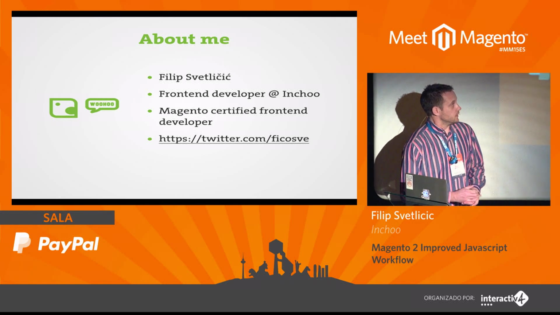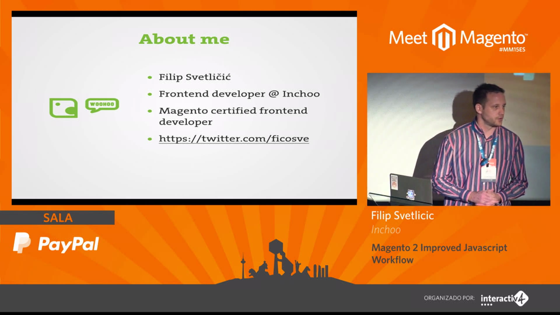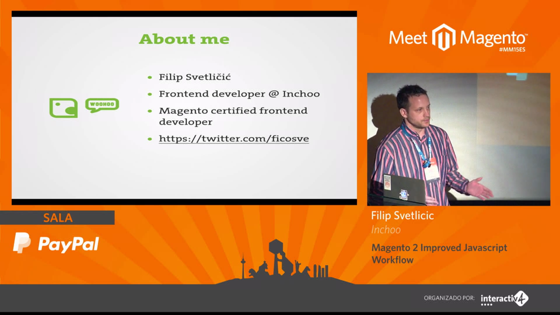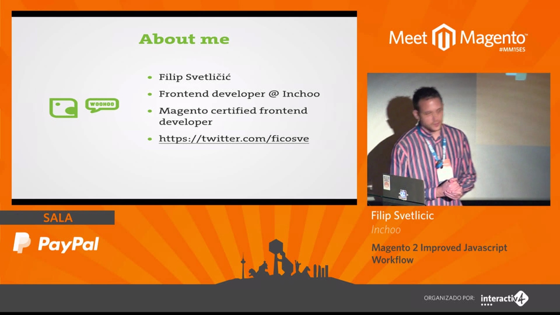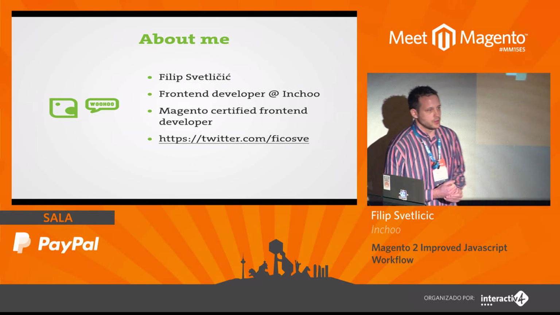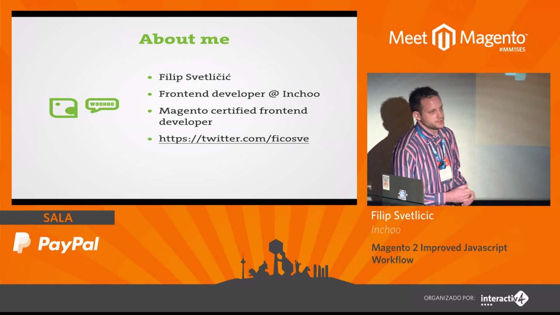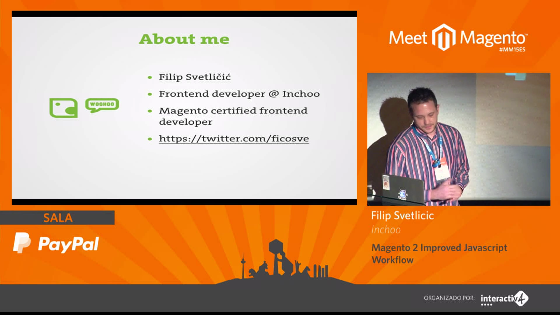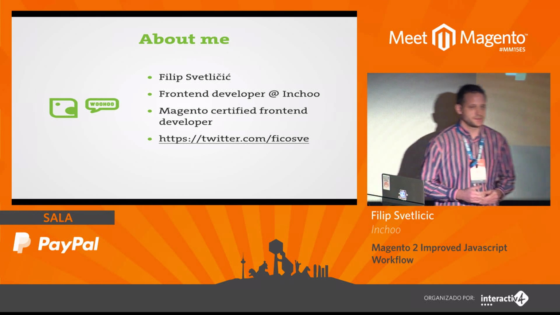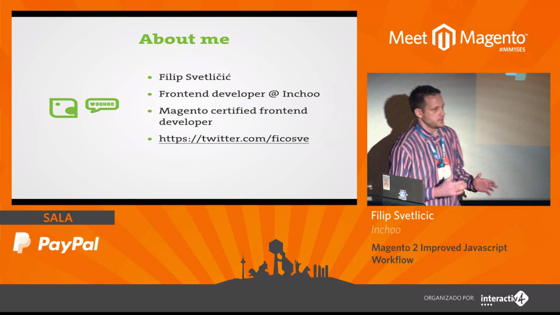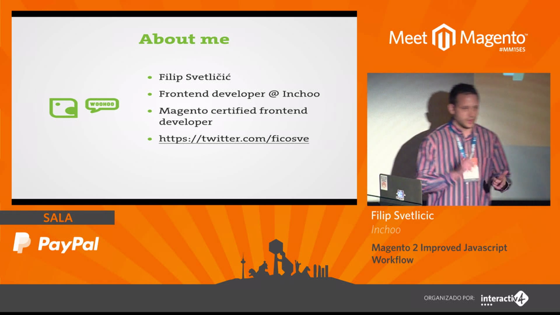So, a few words about me. I'm Filip Svetličić. I'm a Magento certified front-end developer working at Inchu. We are a full e-commerce agency from Osijek, Croatia. We are a fast-growing company with over 40 employees, and we are a Magento Silver solution partner. I've been working with Magento for about 6 years now, and I have experience working with all kinds of projects, spanning from small to enterprise ones.